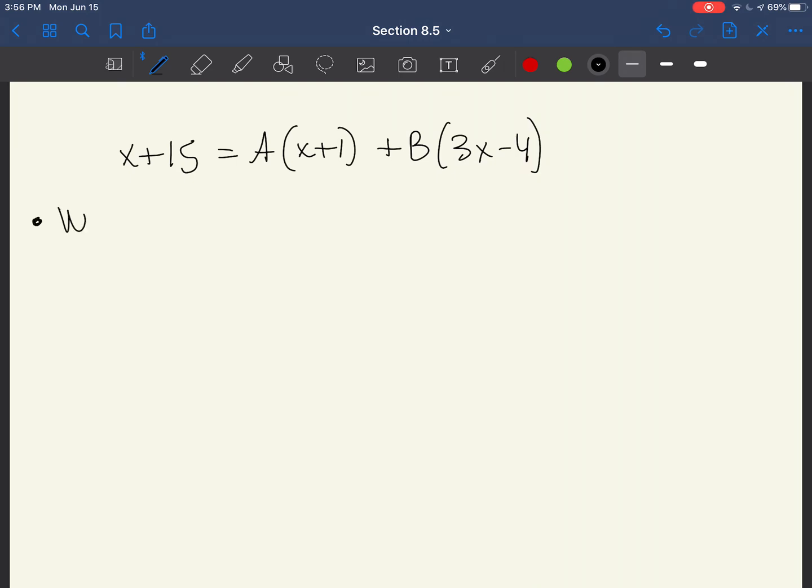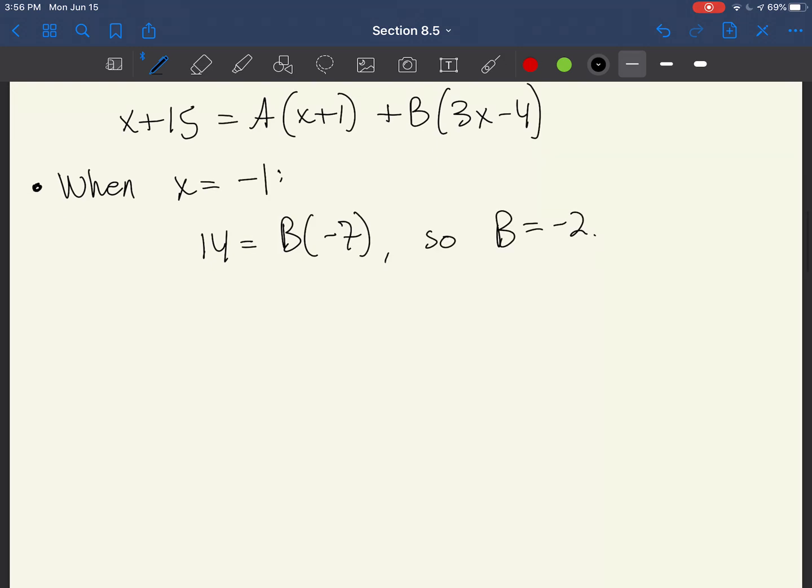And then you pick strategic values. I'm doing way 1, so you'd pick strategic values. When x equals negative 1, trying to get rid of a, we have 14 equals b times negative 7. So b equals negative 2.